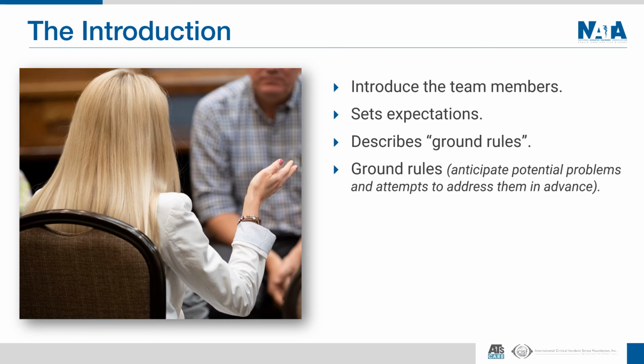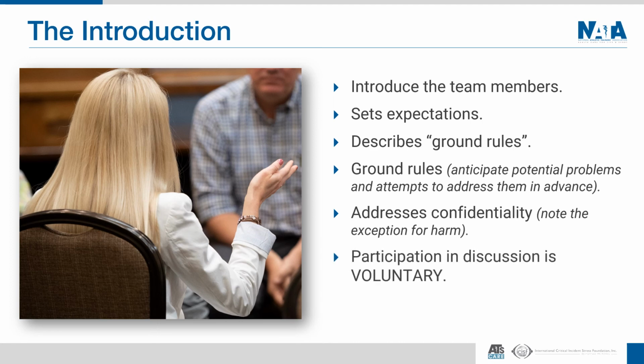Plan ahead. And the things that need to be planned for in the ground rules are going to be different based on the group with whom you're working. Address the confidentiality issue and note that the exception has to be there for harm. In other words, if you say things that indicate that you're thinking about committing suicide, we're going to have to talk with someone about that. Participation is voluntary, and you can preview some of the questions that you might be asking as you move into the next phase.